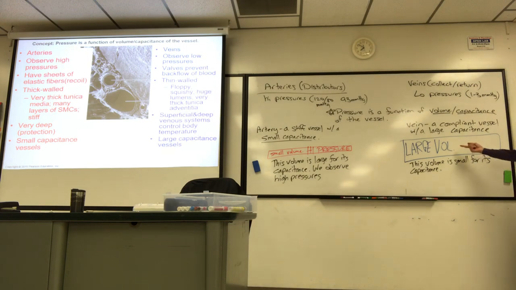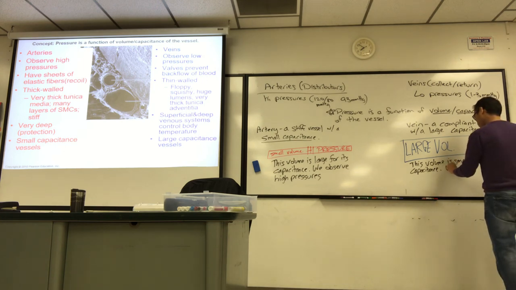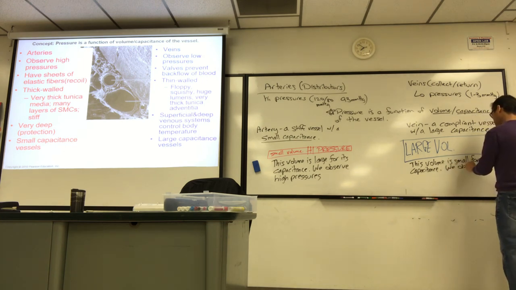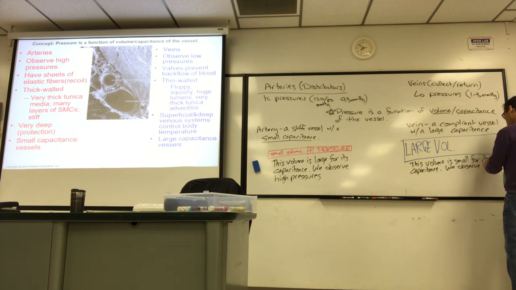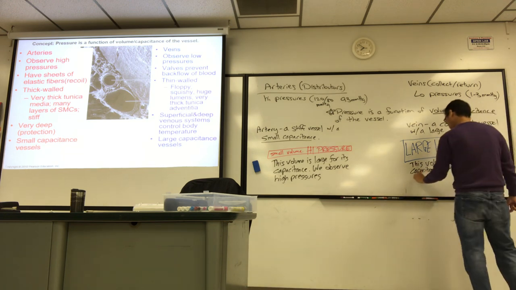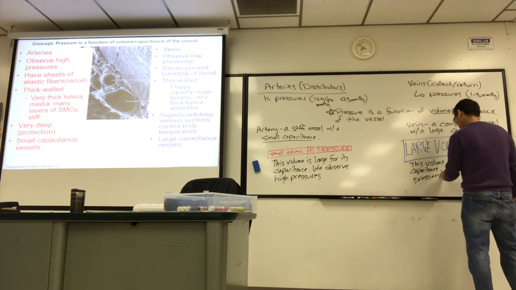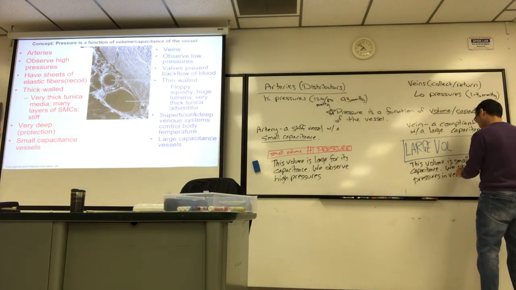It's a lot of blood, a large volume, but it's small for its capacitance because they can carry so much. So that's why we observe low pressures in the veins.